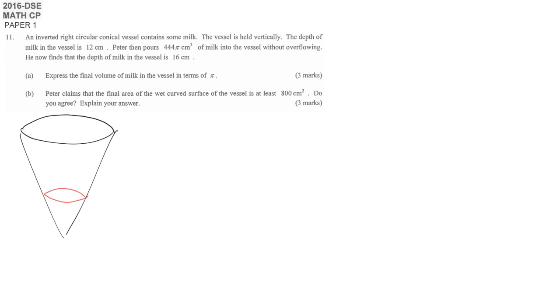And then the depth here is 12. After that, Peter put some more milk inside, so it becomes more. And this region, the volume is 444 pi cm cube. And then now the total height is 60 now. And then we are going to express the volume of milk in terms of pi.